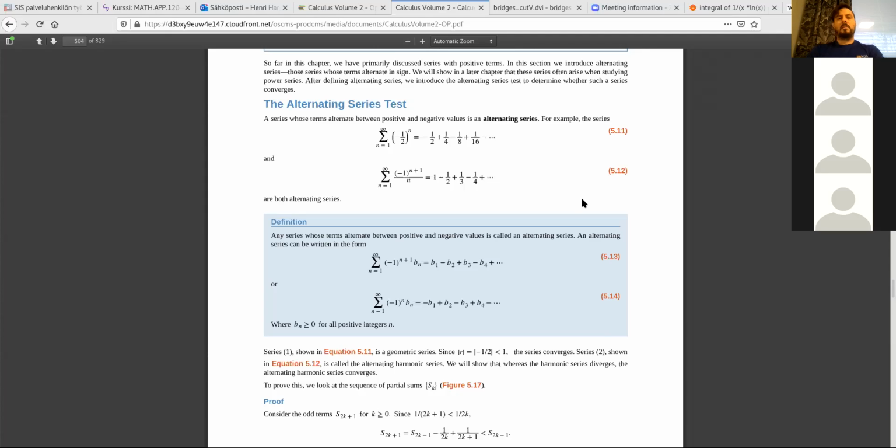These are alternating series. And the previous methods, like using integrals, don't work on these alternating series because the functions you might want to use to describe them seldom exist. Some function that you might want to use to describe this just won't exist.